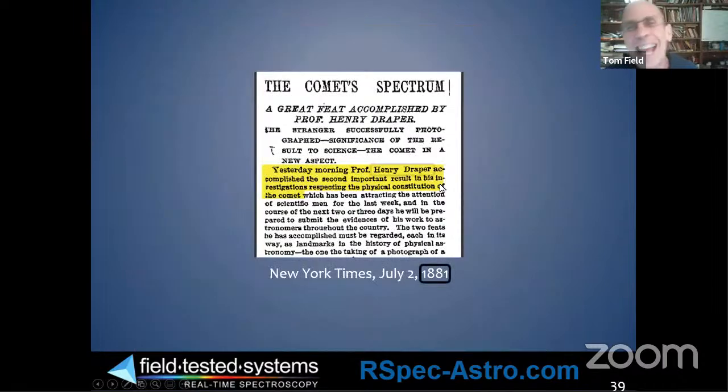So in 1881, Henry Draper, that's the Draper catalog guy, he observed the spectrum of a comet.